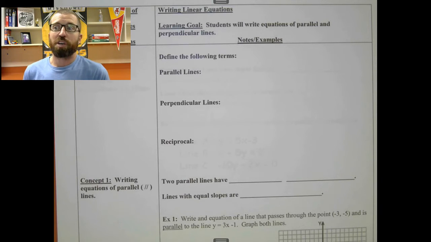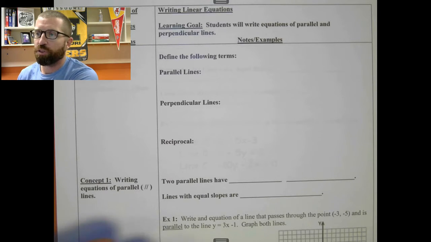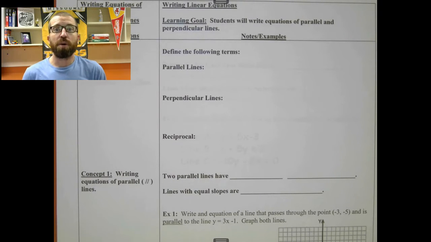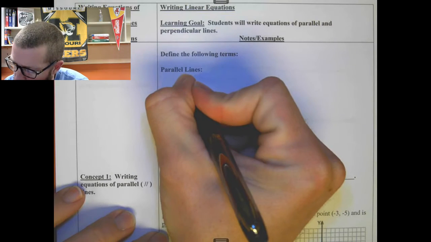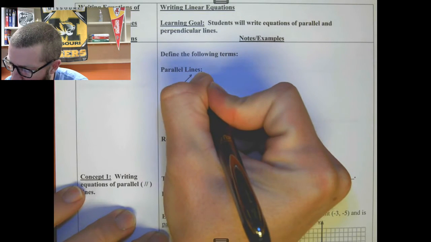Hello, in this video we're going to talk about parallel and perpendicular lines and how to write equations of parallel and perpendicular lines. So the first thing to know is just what are parallel lines. Parallel lines are lines that never intersect. They will go on forever, but they will never cross paths.